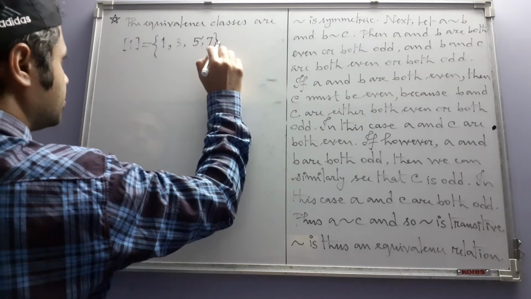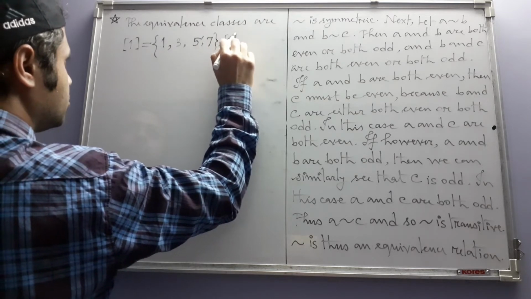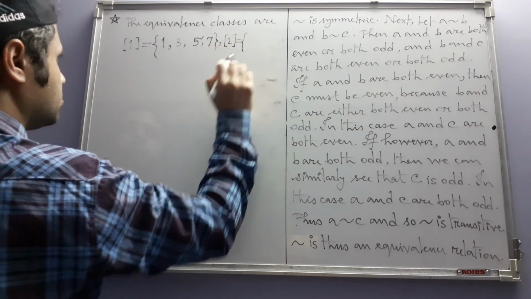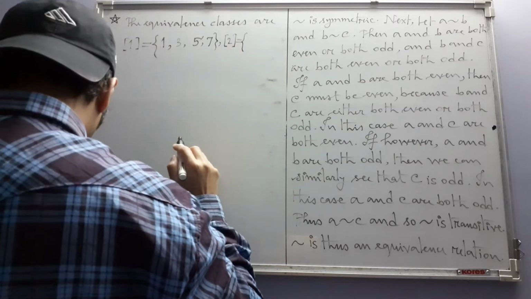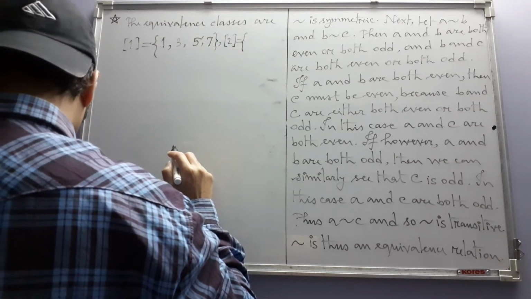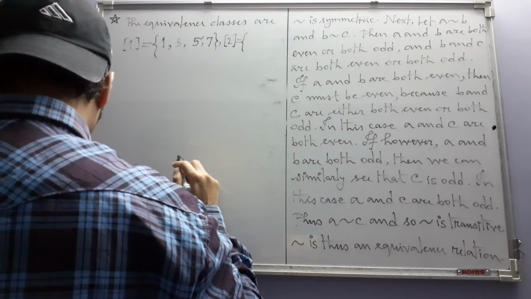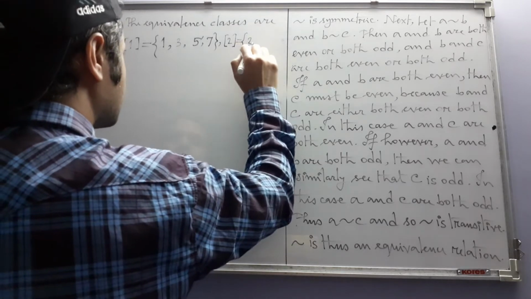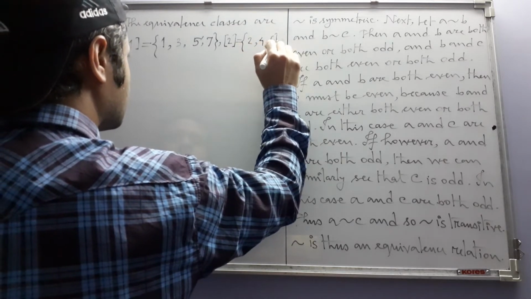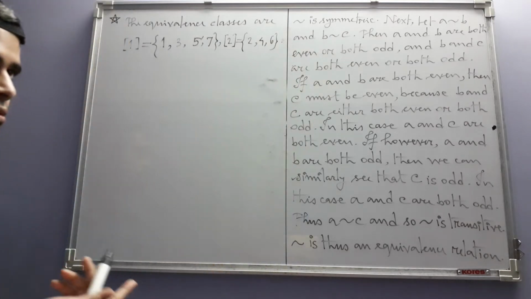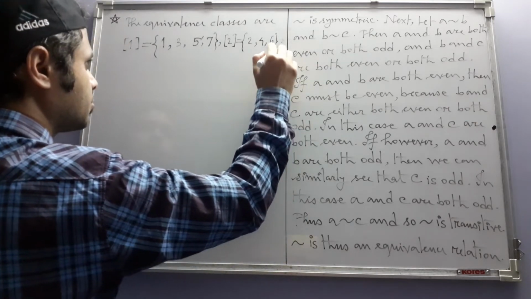and 2, which just has all the even integers, 2, 4 and 6. So that's just it, these two equivalence classes.